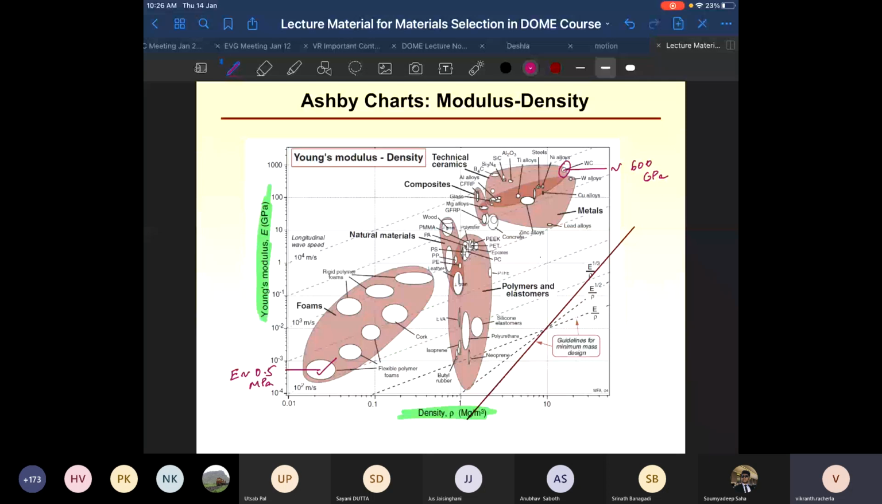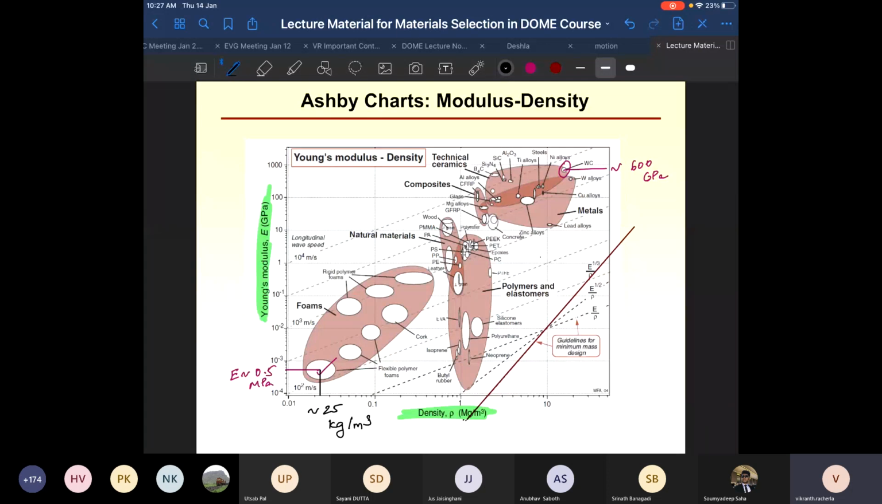When it comes to flexible foams, what is the density of these flexible foams? This is megagrams per meter cubed, which is basically 1000 kg per meter cubed. Doesn't matter, let's talk in terms of kgs. So 1 means 1000 kg per meter cubed. Flexible foam is how much? 0.01 means 10 kgs. So how much is it? 10, 20, 25. So flexible foam is about 25 kg per meter cubed. This is the density of the flexible foams.